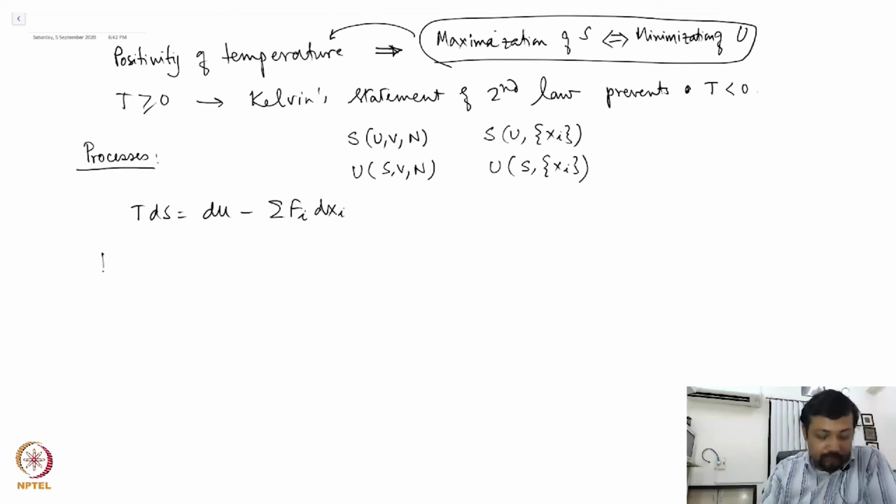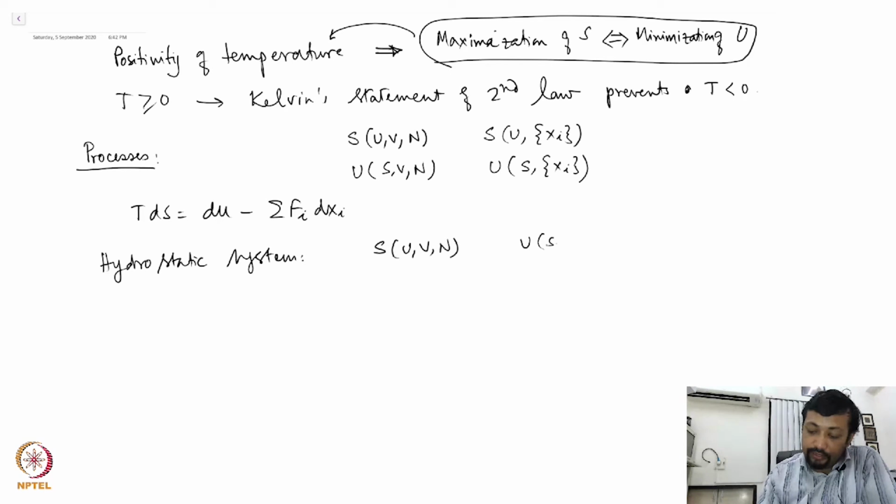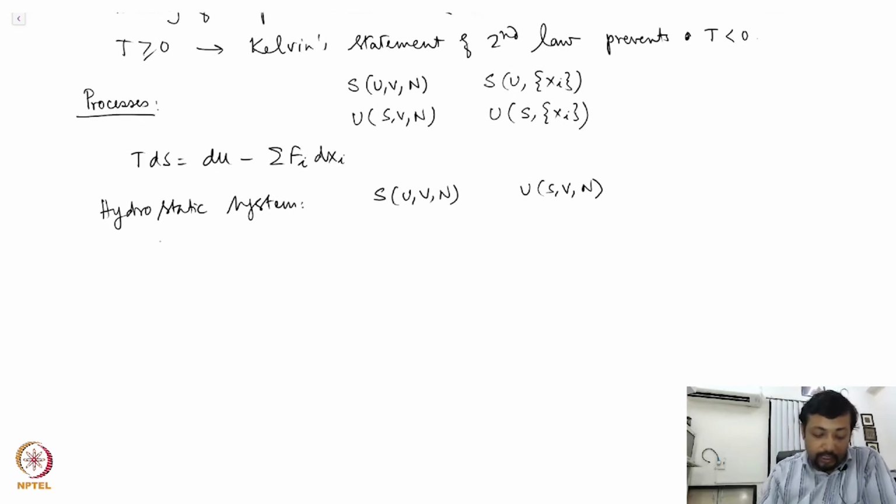We will take the example of the hydrostatic system where S is a function of U, V, N, or U as a function of S, V, N. Now let's look at processes. So how can you take the thermodynamic system from A to B?